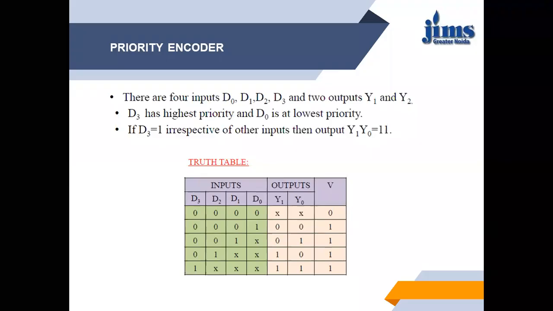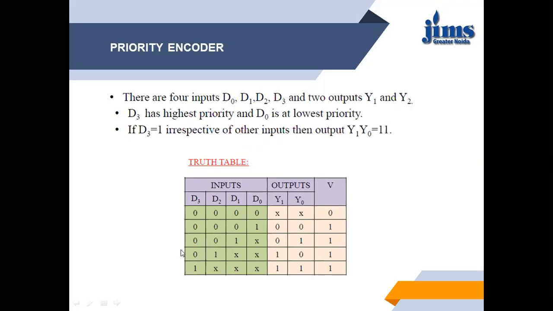Now suppose D3 is 1. That means we don't care about D2, D1 and D0, and in that case the output should be 1, 1, which is written in this line. If D3 is 1, irrespective of the other inputs, the output should be 1, 1, and we say yes, there is a valid input because one of the inputs is 1.